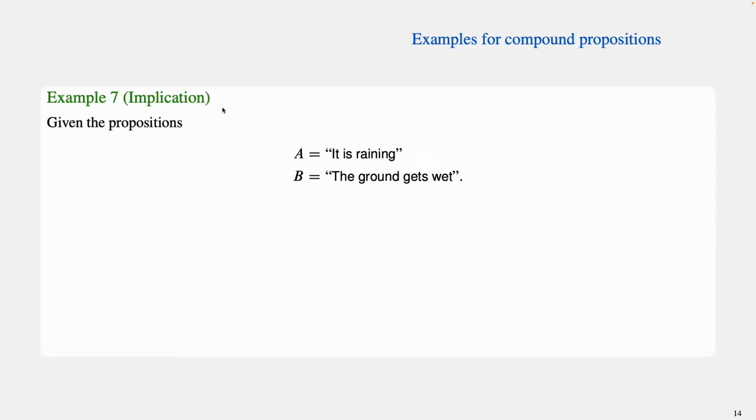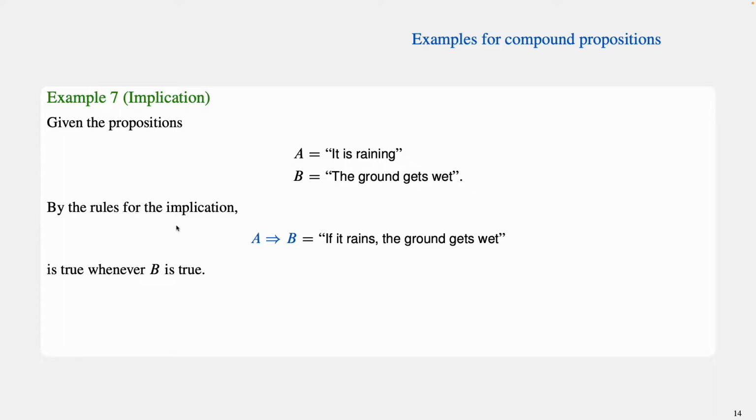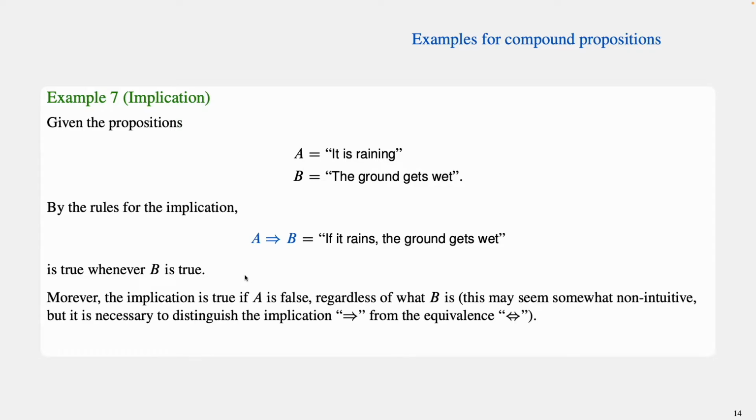Then the implication in an example. So I have two statements here. A, it is raining, and B, the ground gets wet. And by the rules for implications, A implies B, which means if it rains, the ground gets wet, is true whenever B is true. Moreover, this means the implication is true if A is false, regardless of what B is. And this is what I just talked about when we looked at the truth table.